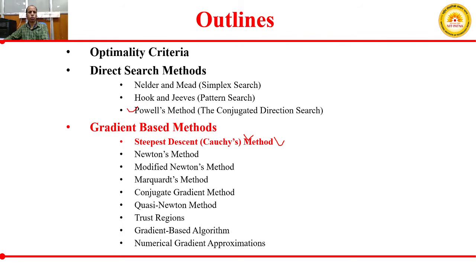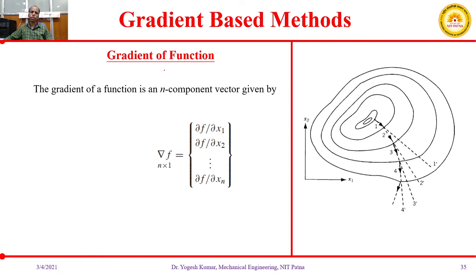Under gradient based methods, as the name indicates, obviously we need to calculate the gradient of the given function. So how is the gradient calculated? Suppose we have a function f(x) equal to a x1 square plus b x1 x2 plus c x2 square. We always have functions like this where there are more than one variable.